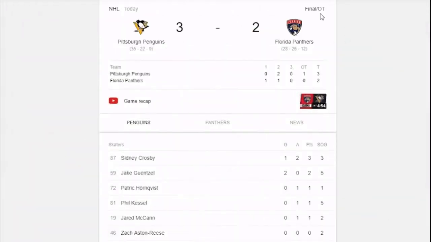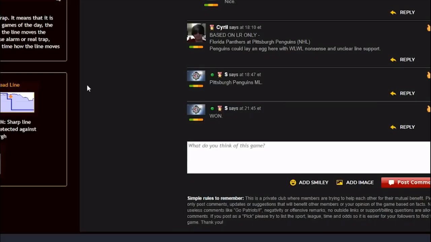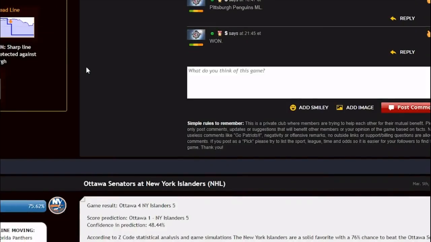What's the result? The result was the Penguins winning the game in overtime. So our prediction went correctly. The game was close, and the Penguins won in overtime. Another win for our cold reading system.